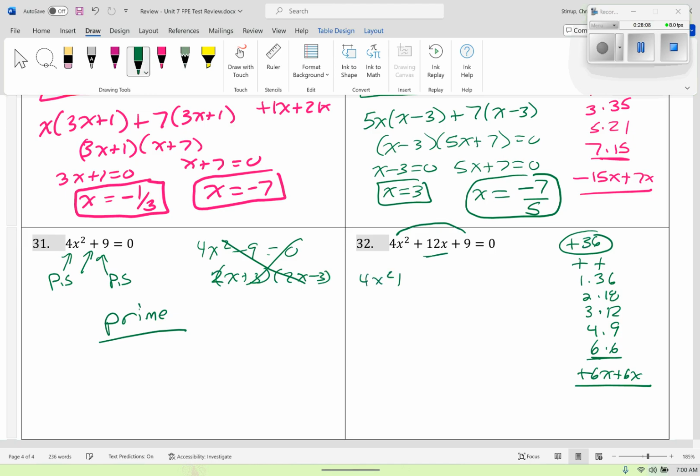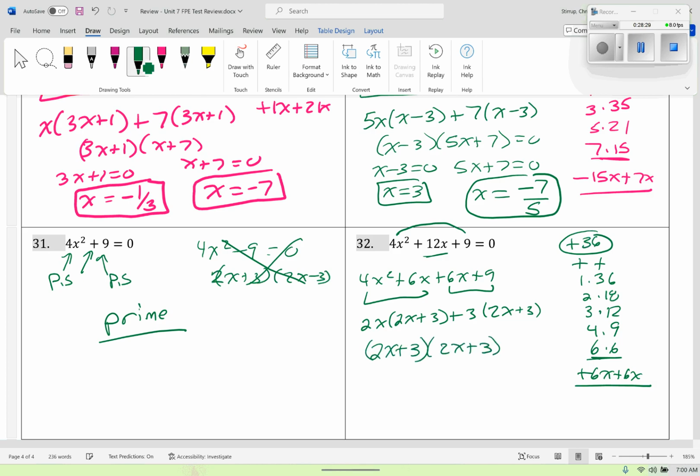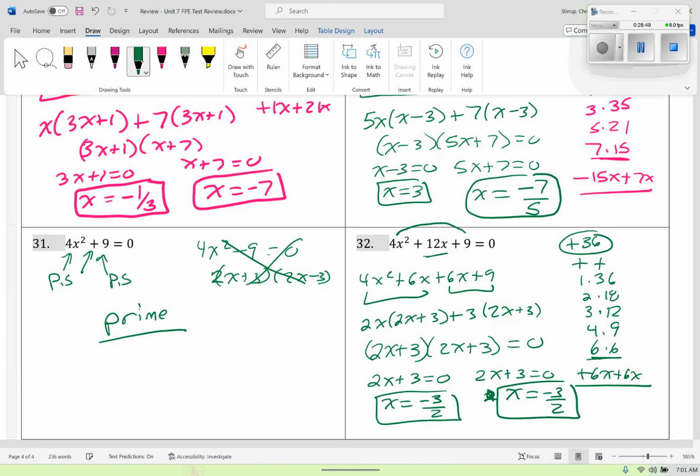So I get 4x squared plus 6x plus 6x plus 9. I can factor a 2 and an x out of both of those. That's going to leave me 2x plus 3. Middle sign comes down. I can factor a 3 out of both of those. So my answer is going to be 2x plus 3 times 2x plus 3. But it's equal, so we have to set those equal to 0. So I'm going to subtract 3 from both sides and divide by 2. There's one answer. Subtract 3 from both sides and divide by 2. So I get two answers that are the exact same, and that's okay.